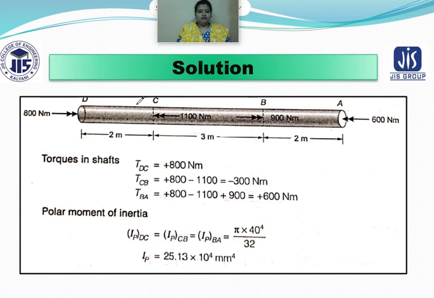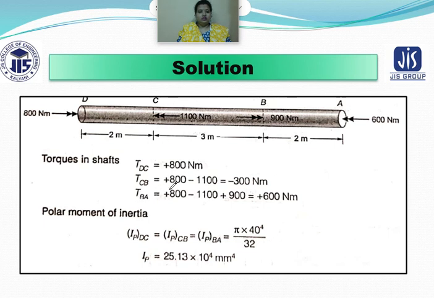Now if you come to the portion C and B, 800 you have positive, but this minus 1100 is the opposite direction. That's why you have done minus. So this is your minus 300 Newton meter for this torque.